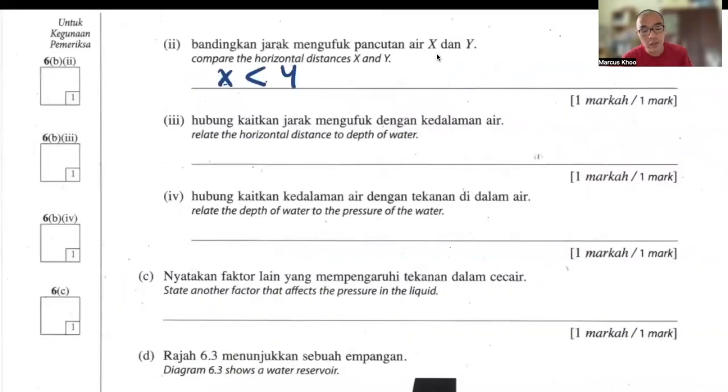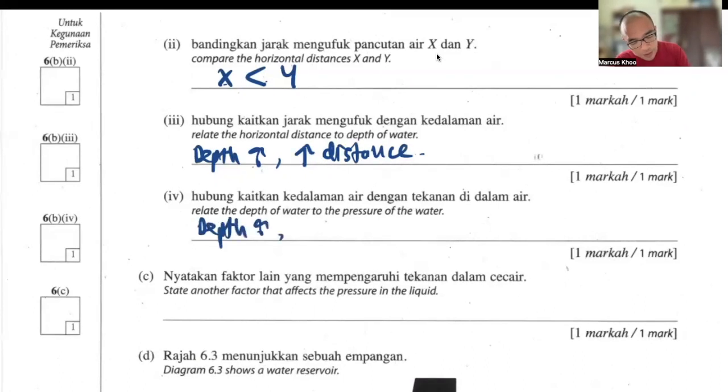Relate the horizontal distance to the depth of the water. The bigger the depth, the bigger the distance. I'm going to use short form, but please write in full sentences. Then relate the depth of the water to the pressure of the water. Of course, the bigger the depth, the bigger the pressure.